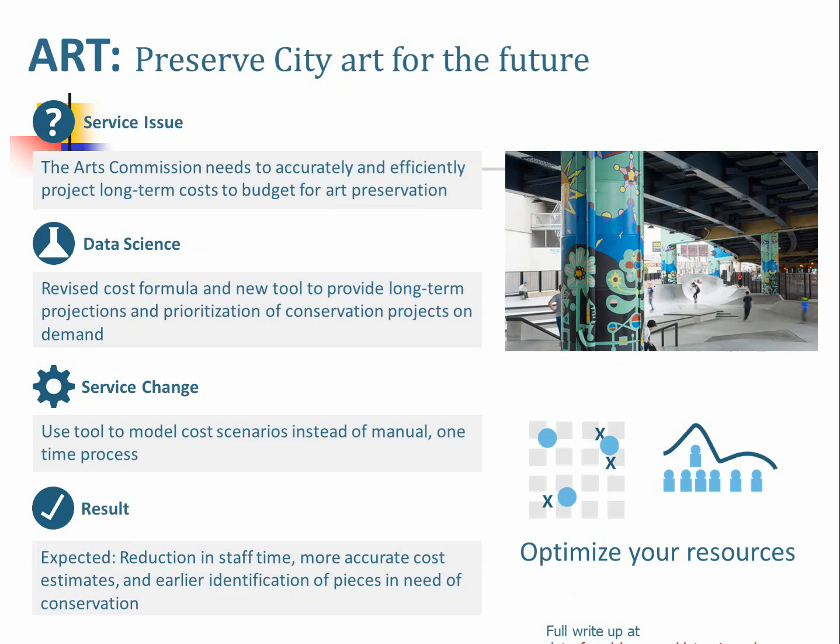Finally, we can also see another one, for preserving the city's art. Those paintings on the walls and on the pillars require some money to maintain their quality, and therefore you need to do budgeting on that. But how would you budget correctly, or find a good way, because the budget is always limited? How you use that money is something we will be able to address. So, revise the cost formula with new tools to provide long-term projections and prioritize conservation projects on demand.